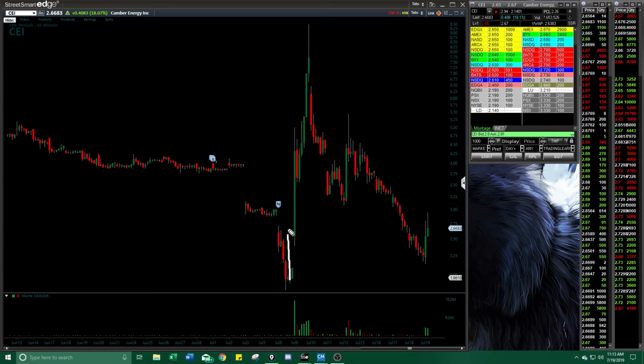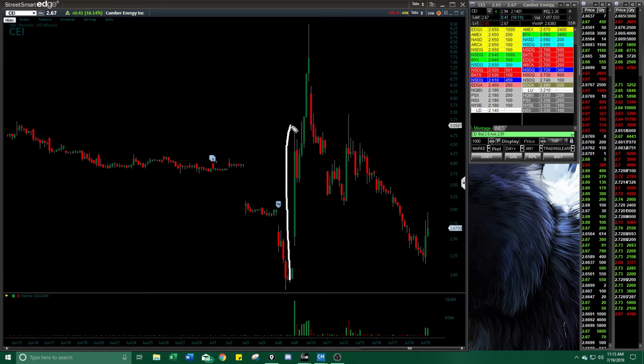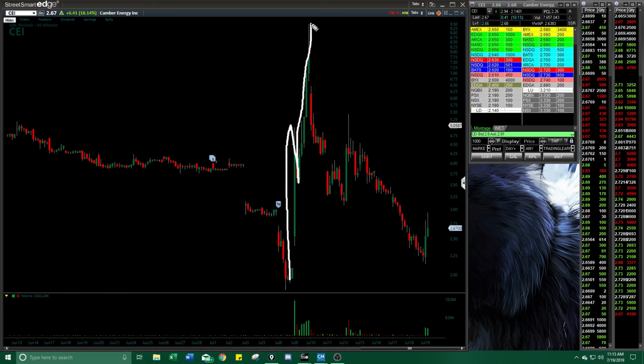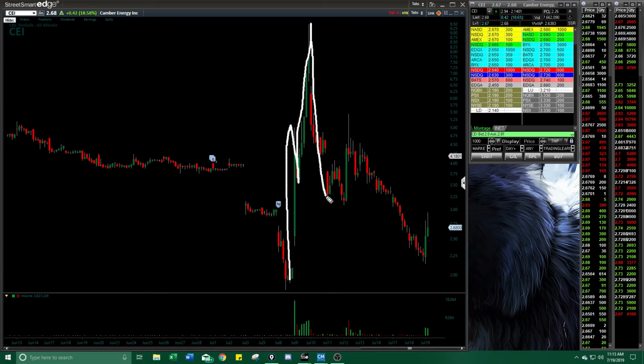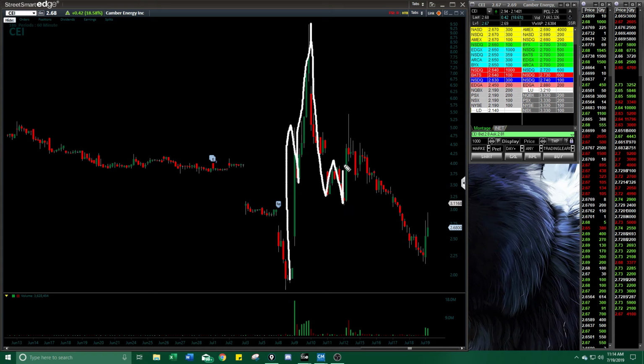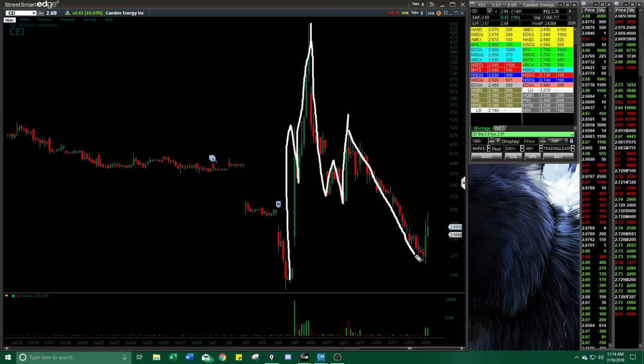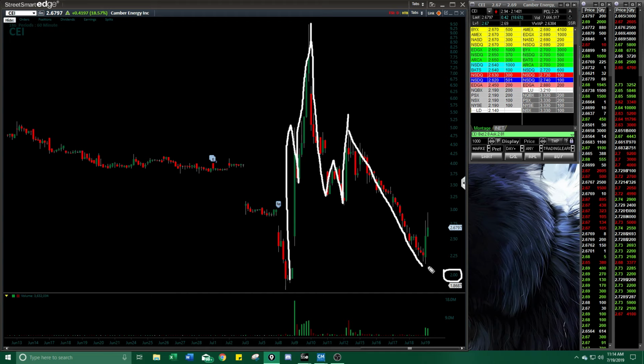CEI from $2 runs all the way up to $5, pulls back to $3.50, shoots all the way up to $9.50, pulls back all the way down to $3, pops up to $4, pulls back to $3 again, shoots up to $5.50, and then all right here, pulling down and down, all the way back down to around this $2 level right here. This $2 level gets a nice pop up to $3.